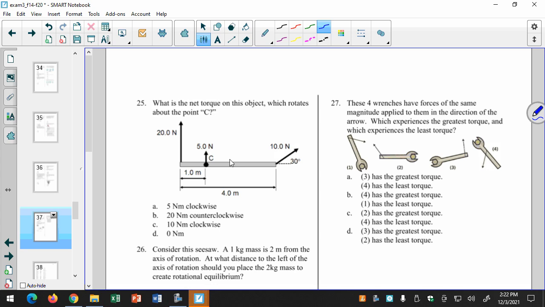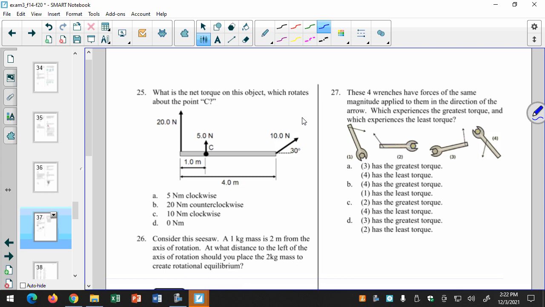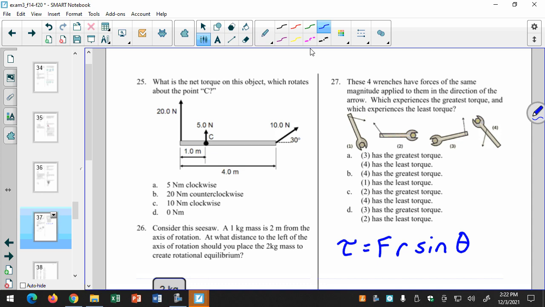Number 27. I have issues with comparing the torques. Yeah, and I think there are 2 ranking questions, one about moments of inertia and one about torques. So for torque, remember torque is equal to F R sine of theta. So to get the biggest torque, you need the one with the biggest force, the biggest moment arm, and angle equal to 90 degrees.